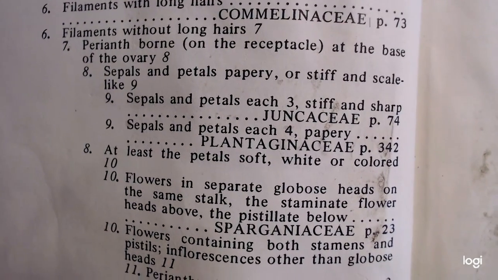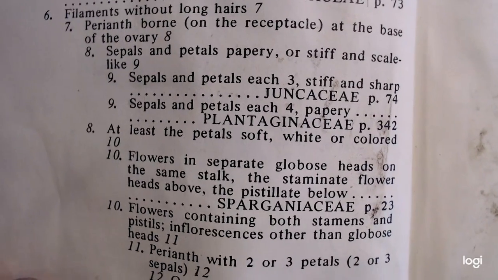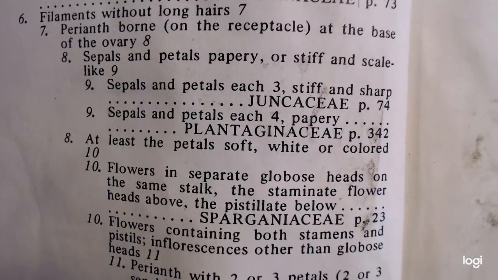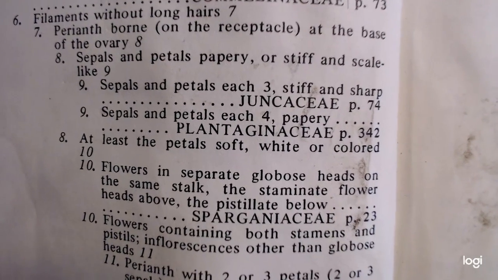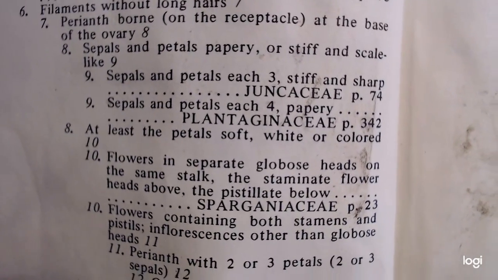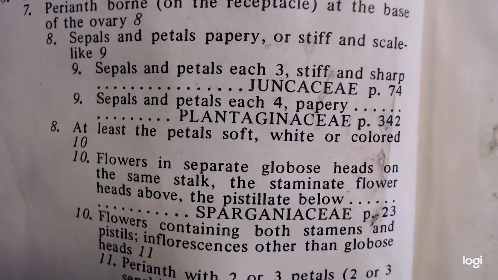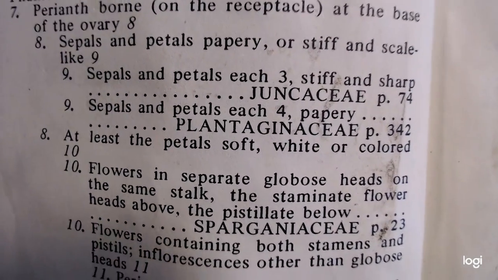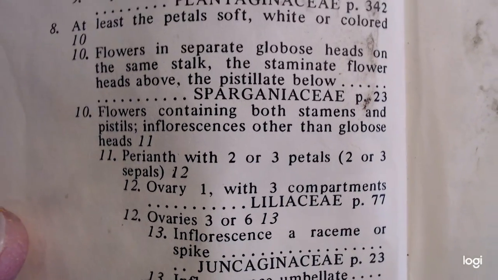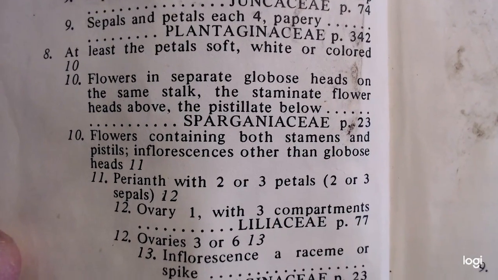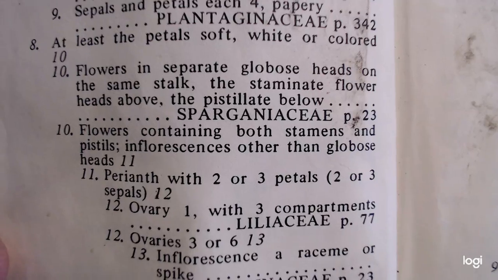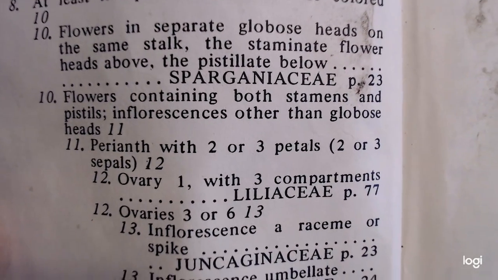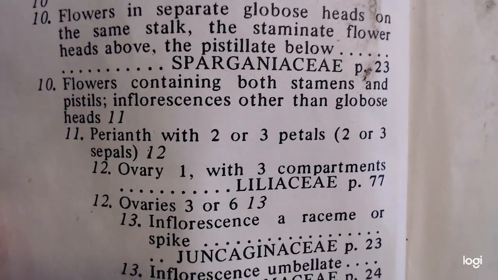Sepals and petals papery. Make sure to read both of the descriptions. That's really important. It says sepals and petals papery or stiff and scale-like, or at least the petals soft, white, or colored. So that would be number 8, the second one there. So it tells you to go to number 10. Flowers on separate globose heads on the same stalk. No. Flowers containing both stamens and pistils, inflorescences other than globose heads, yes.